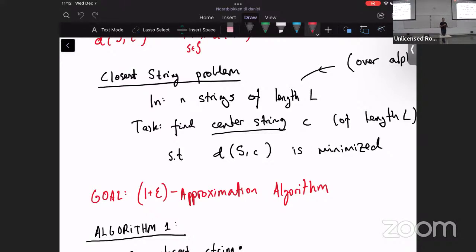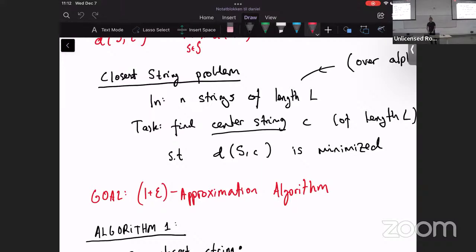Now, in the closest string problem, C is not required to be one of the input strings. And then the problem actually becomes NP complete because at every character position, you have at least two options. If the alphabet has at least two letters, you choose either A or B at every position. So you have at least 2 to the power L options for what your center string should be. And you can, in fact, show that this problem is NP complete.